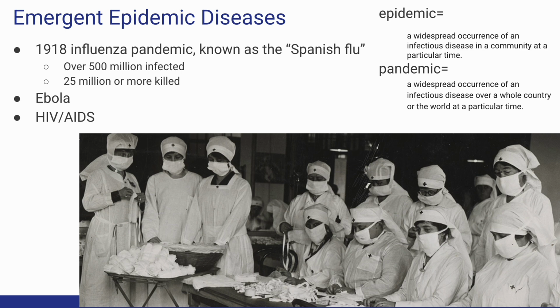So you might ask yourself, what's an epidemic? What's a pandemic? An epidemic is a widespread occurrence of an infectious disease in a community at a particular time. A pandemic is a widespread occurrence of an infectious disease over a whole country or the whole world at a particular time. So, for example, COVID, we refer to it as a pandemic.